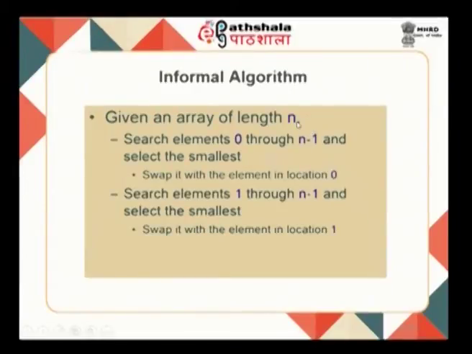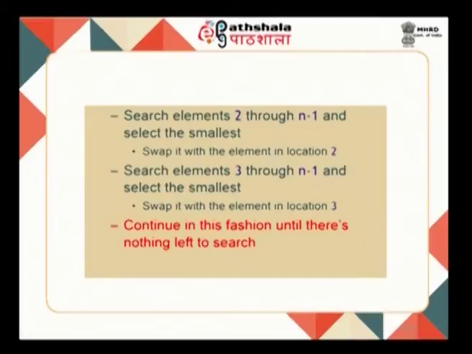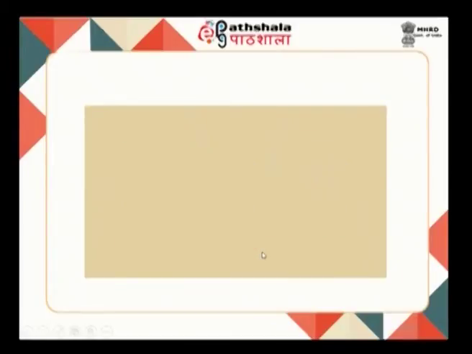Given an array of length n, we search the elements 0 to n minus 1 and find the smallest one. We swap that with location 0. That means 0 is sorted now. For the next pass I will start from 1 to n minus 1 and find the next smallest element. I will keep on doing things like this and continue till the entire thing is sorted. So, this is how selection sort looks.